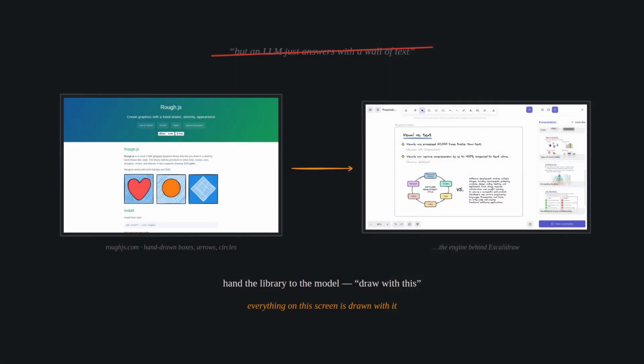And here the usual objection kicks in, and it's a fair one. An LLM answers with text, a wall of text. Well, not anymore. There's this small library called rough.js, and it draws boxes and arrows and circles that look sketched by hand. It's the engine behind Excalidraw. So we invent nothing here. We hand rough.js to the model and say, draw with this. And by the way, everything you're looking at right now is drawn with rough.js. And here's what you get.